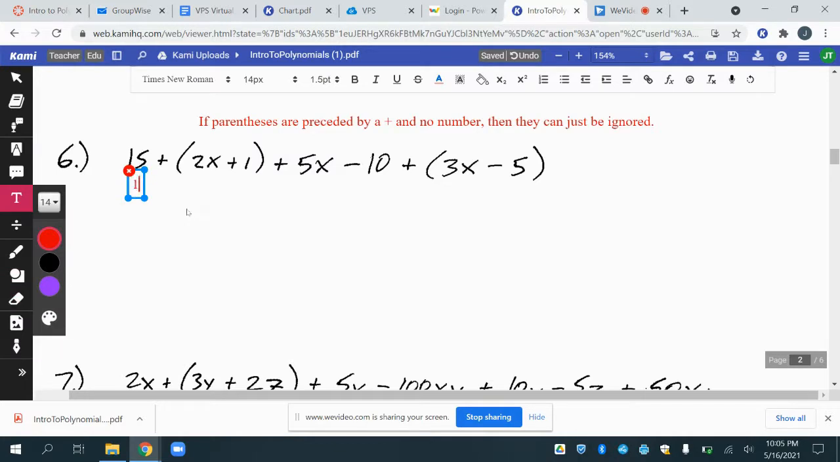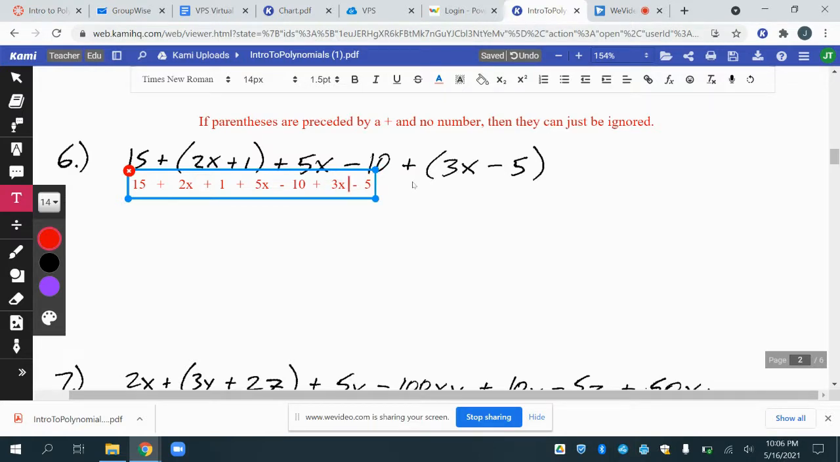Say, okay, so this is just 15 plus 2x plus 1 plus 5x minus 10 plus, and that one also does not have anything in front of the parentheses, so I'm just going to leave it, 3x minus 5. And there we go. That's it.